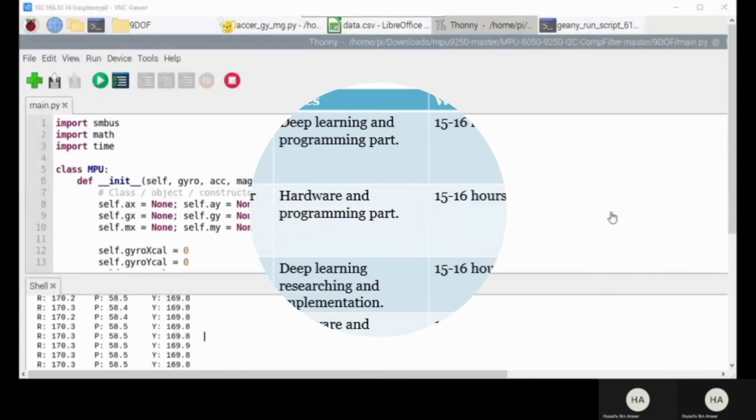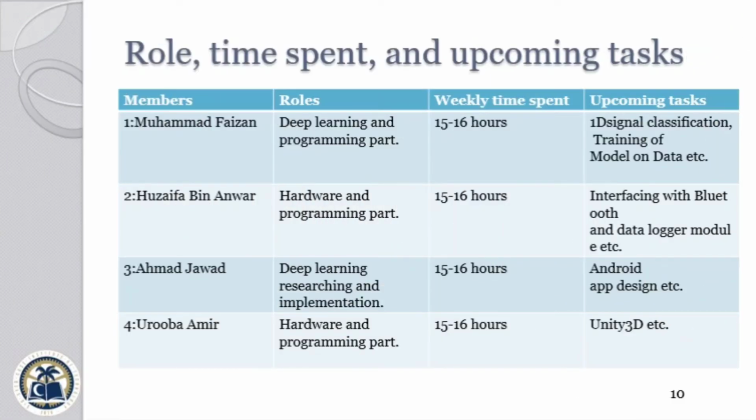Thank you. Here you can see the roles, time spent and upcoming tasks in the table. Our first group member's name is Mohammad Fatan. His role in the project is deep learning and programming related to deep learning. He spent 15 to 16 hours weekly and his upcoming task was 1D signal classification and training of the model, etc. Our second group member's name is Huzaifa bin Abar. His role is hardware and programming related parts. He spent 15 to 16 hours weekly and his upcoming task was interfacing with Bluetooth and data logger, etc.